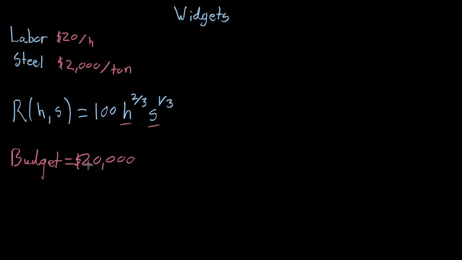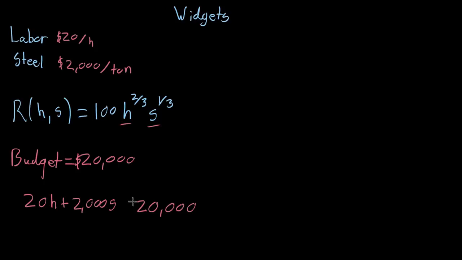Now right now the constraint isn't written as a formula, but we can pretty easily write it as a formula, because what makes up our budget? Well, it's going to be the number of hours of labor multiplied by 20. So that's going to be $20 per hour multiplied by the number of hours you put in, plus $2,000 per ton of steel times the tons of steel that you put in. So the constraint is basically that you have to have these values equal $20,000.